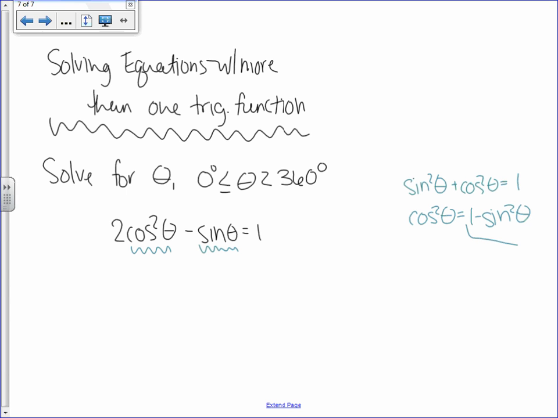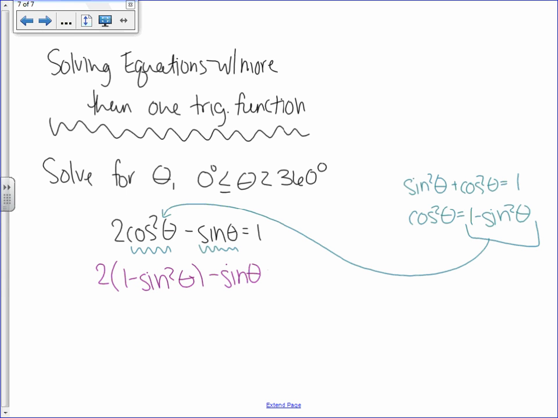That's awesome because that means that since that's equal to cosine squared theta, I could substitute that in here, which makes my life a heck of a lot easier because now I've got 2 times 1 minus sine squared theta minus this sine theta equals 1. Now I have everything with just a sine theta. So I can distribute and get 2 minus 2 sine squared theta minus sine theta equals 1.